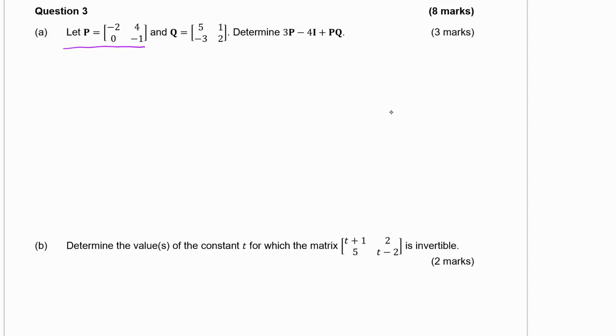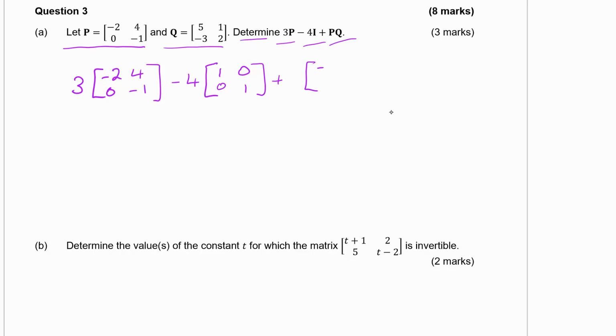Let P be [-2, 4; 0, -1] and Q be [5, 1; -3, 2]. We want to determine 3P minus 4I plus PQ. So that's 3 lots of [-2, 4; 0, -1], take away 4 lots of the 2 by 2 identity, which is [1, 0; 0, 1], plus [-2, 4; 0, -1] multiplied by [5, 1; -3, 2].